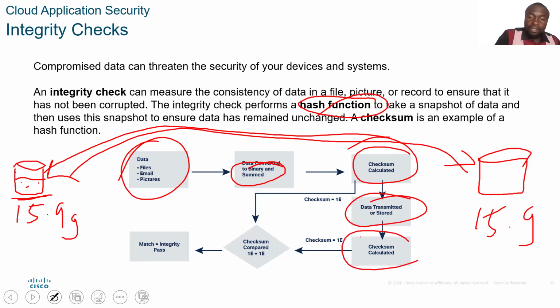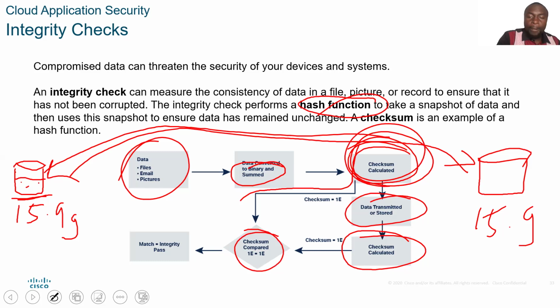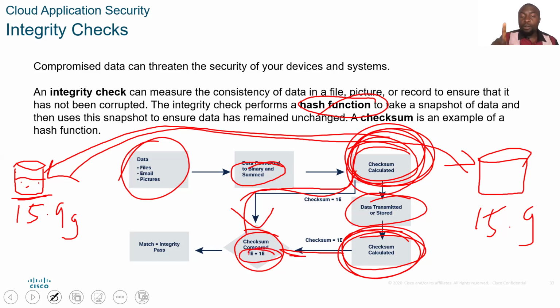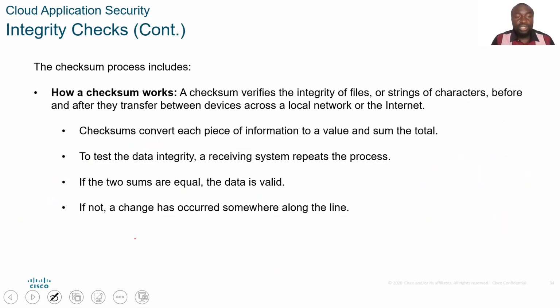Once you send it, the checksum is calculated again. And then what happens? There is a comparison here. What is being compared? When this checksum is calculated here, a value is sent here. When the data arrives, the value is recalculated and then they compare it. If they compare it and see that it is the same value, then they say it has passed the integrity check. The content has not been altered. But if it does not pass, it is not the same, then you say the content has been altered. So that's how the checksum works. It verifies the integrity of files or strings of characters before and after transfer across devices, across a local network or even the internet. All right.